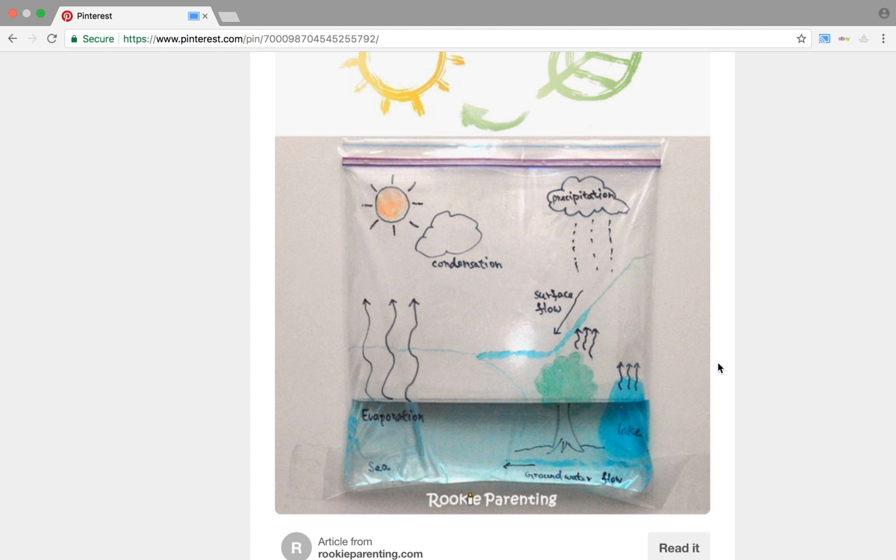Sea. This is a sea. Why is there a tree in the water? Oh, I don't know what you're thinking about. Okay, so this is a sea, right? In this little experiment.